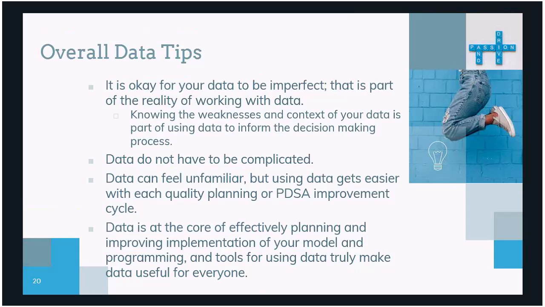Overall data tips, and we say this all the time, but I still feel like it's something that is hard for home visiting programs to hear because you're used to the message of your data needing to be perfect for contractual compliance. In this instance, in quality planning and quality improvement, it's okay for it to be imperfect. It's part of the reality of working with data, especially data that come from families who are, we're all human. Knowing the weaknesses and context of your data is really an important piece here in being able to use that data to inform the decision-making process.